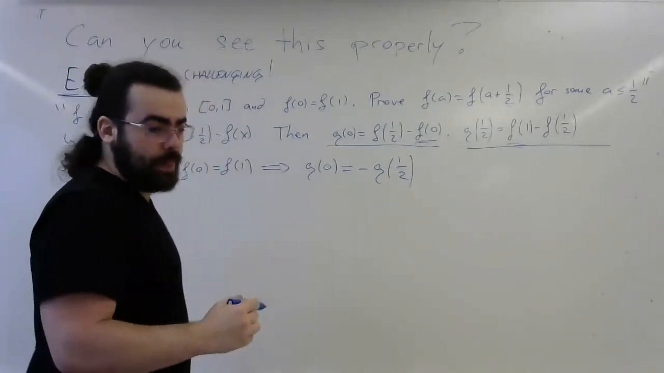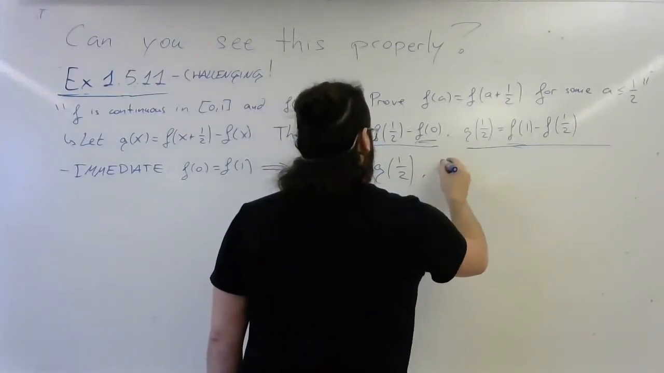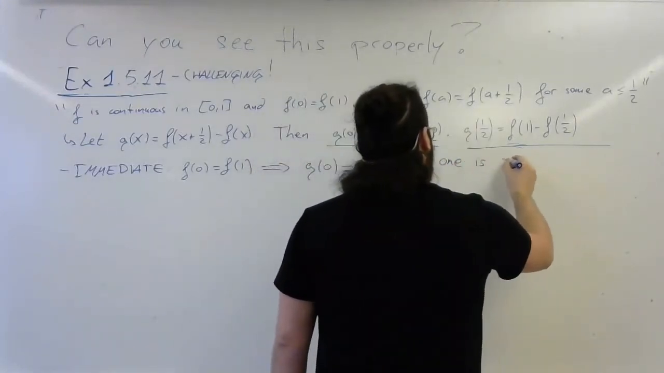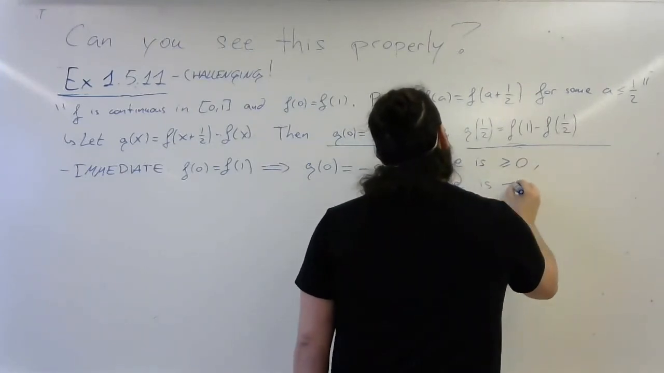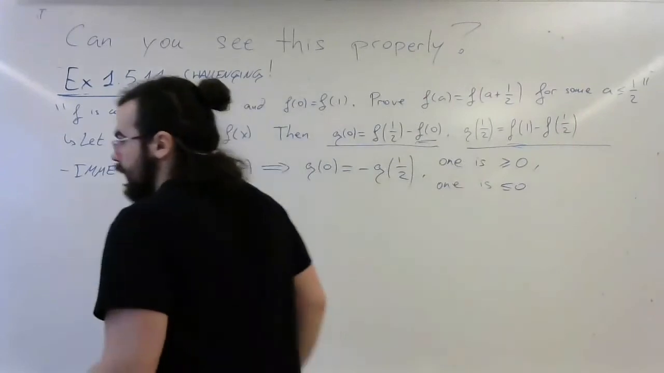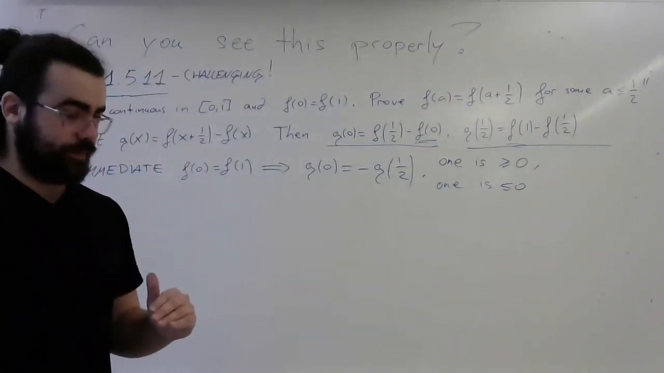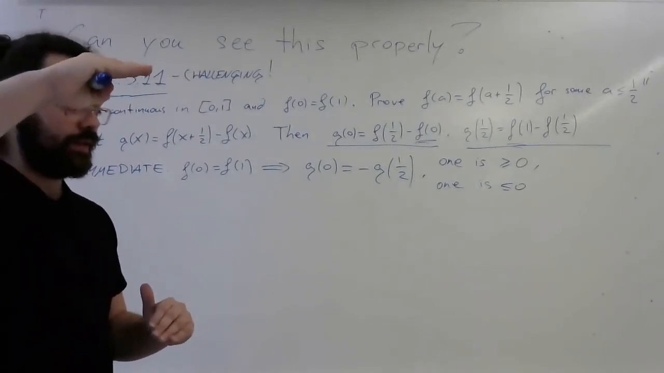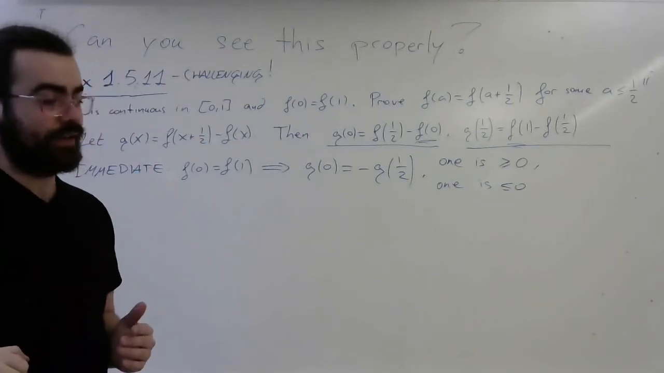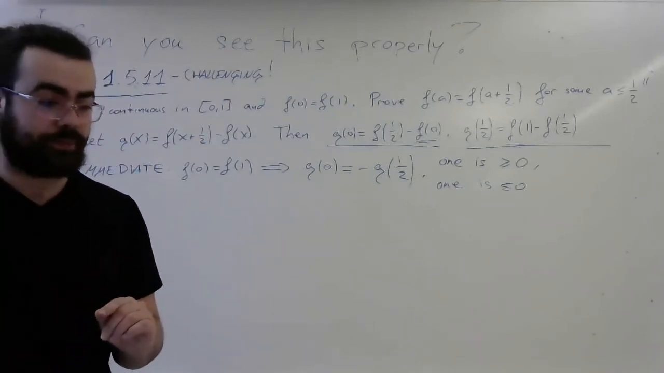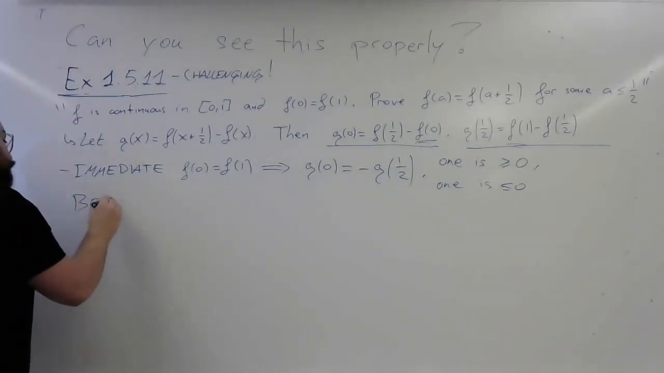What does this mean? Now, I'm going to write it here. One is positive, one is negative. Now, if we have a continuous function that is positive and then negative, which theorem guarantees that there is a point in which the function is 0? You're right. Our good friend Bolzano.